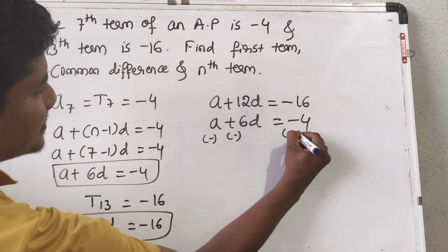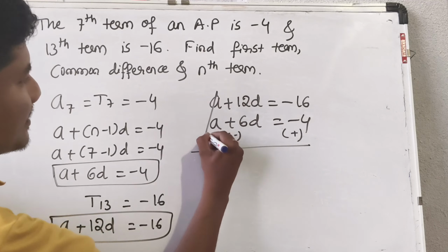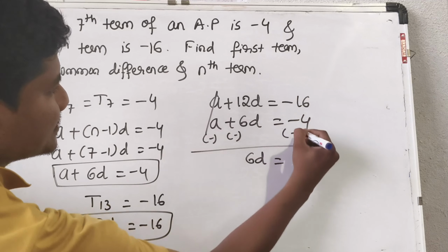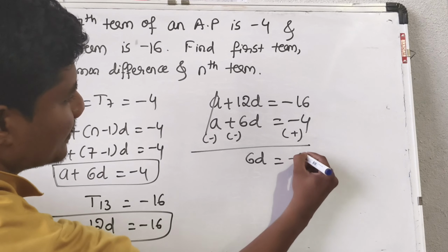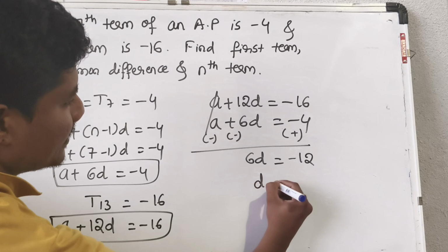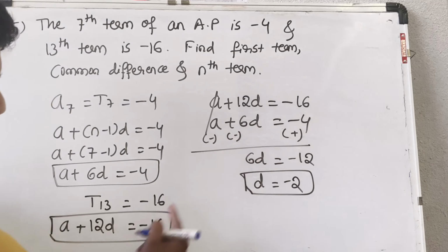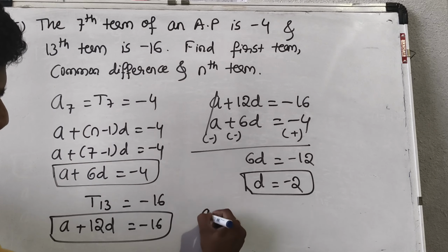I'll change the sign here. Plus a minus a cancels. 12 minus 6 is 6d. Minus 16 plus 4 is minus 12. I'll divide minus 12 by 6. 6 ones are 6, 6 twos are 12. That is, the common difference is minus 2.